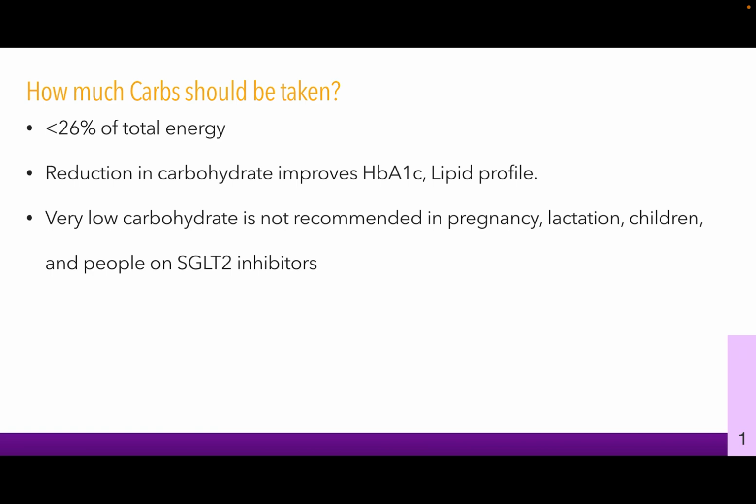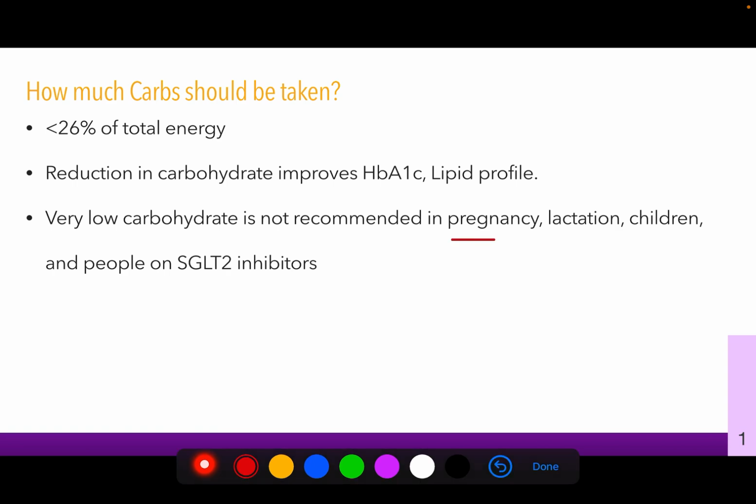But what about a very low carbohydrate diet? Is it very useful? The studies are inconclusive. In the initial 6 months of study, they found that it actually reduced glycated hemoglobin levels. But on long-term follow-up, there was not much significant difference. However, a very low carbohydrate diet is not recommended in pregnancy, in lactation, in children, and people on SGLT2 inhibitors.